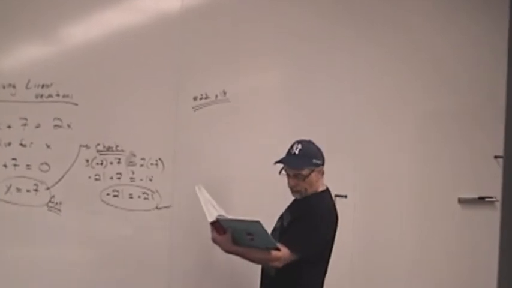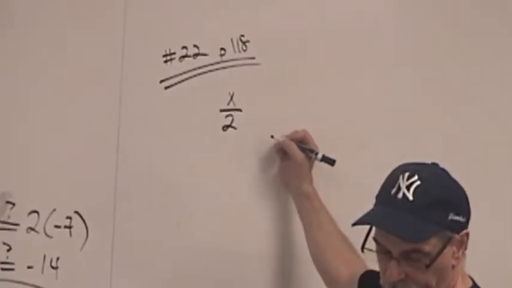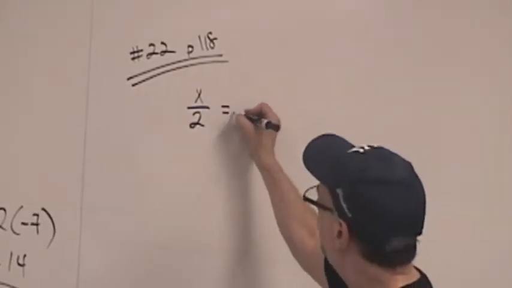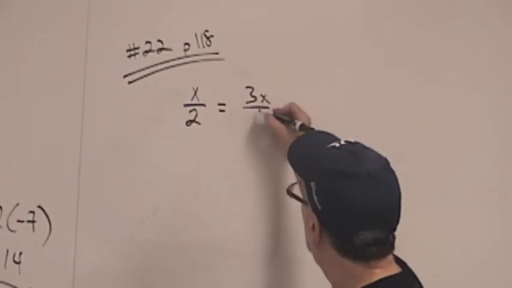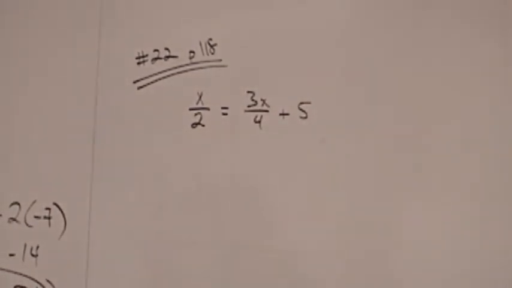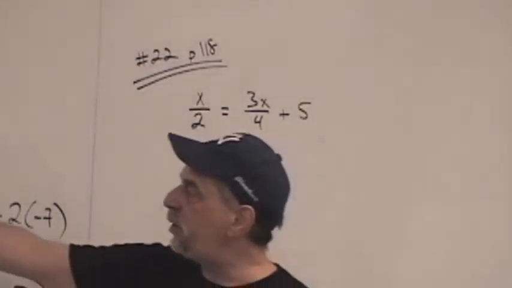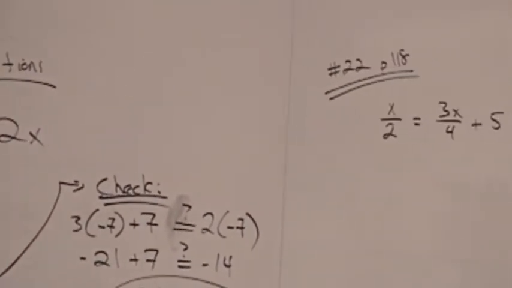All right, so 22 on page 118, we have an example of a linear equation, x over 2 equaling 3x over 4 plus 5. Okay, this is still a linear equation. Notice the x is only raised to an exponent of 1. We're being asked the same question we were here. Solve this equation for that x. What x makes this true?